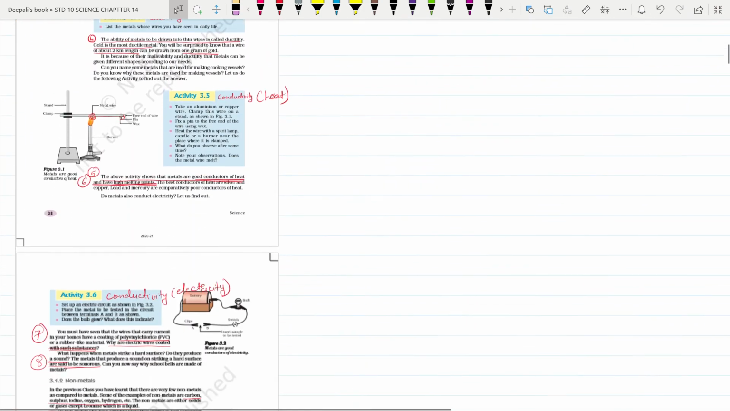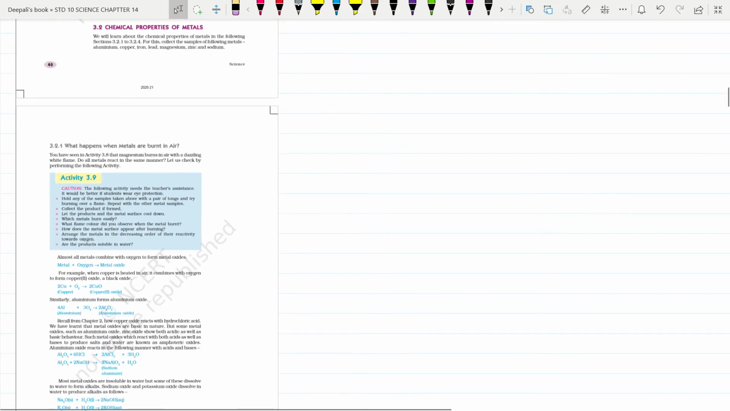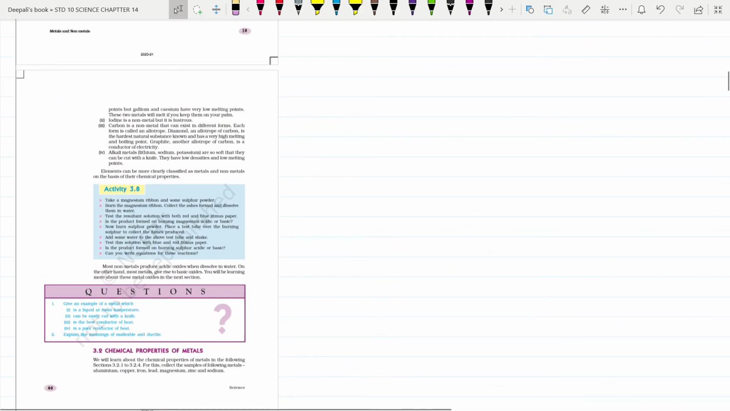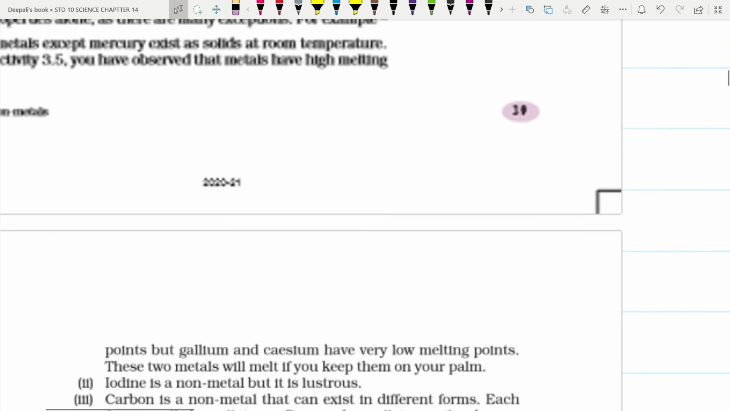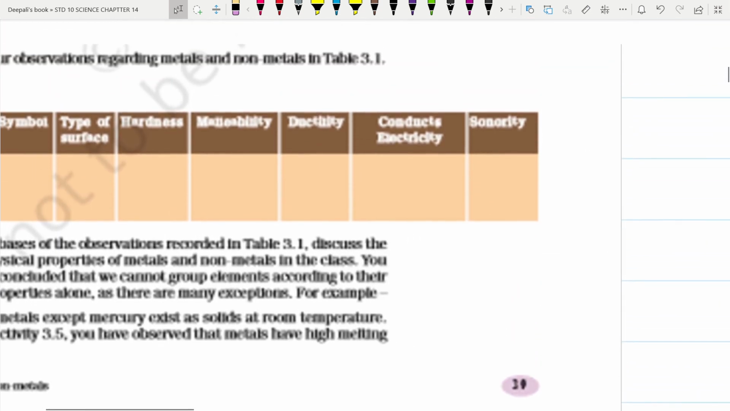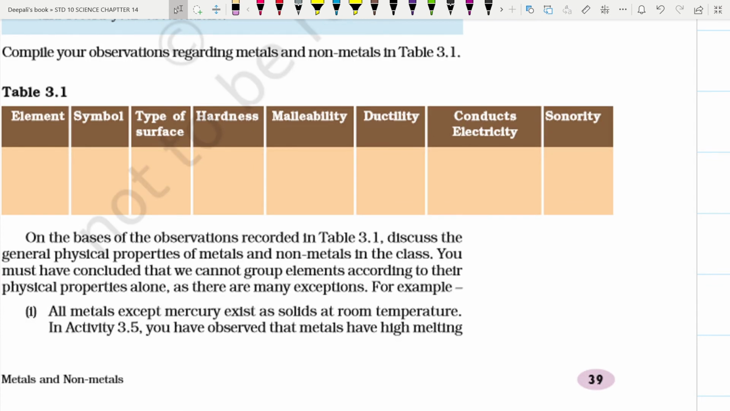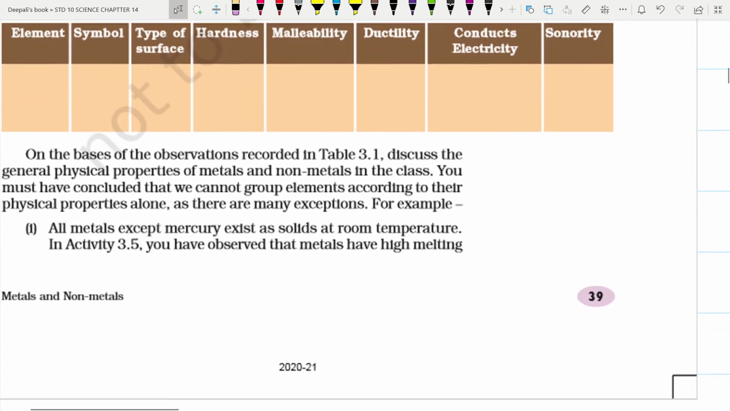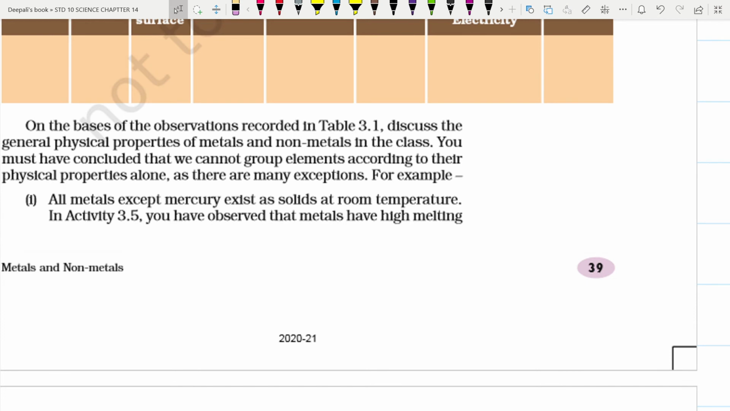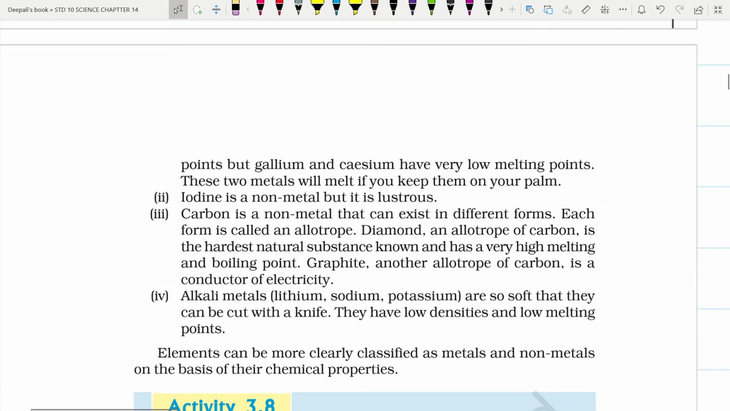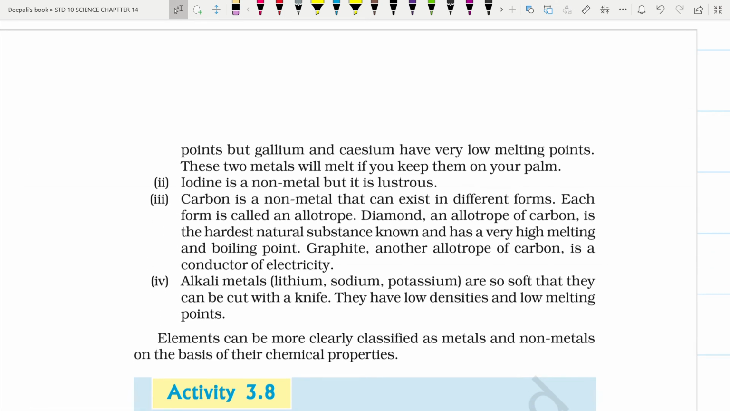Now let us talk about the exceptions. All metals except mercury exist as solid at room temperature. You may observe that metals have high melting point, but gallium and cesium have very low melting point. These two metals will melt if you keep them on your palm.